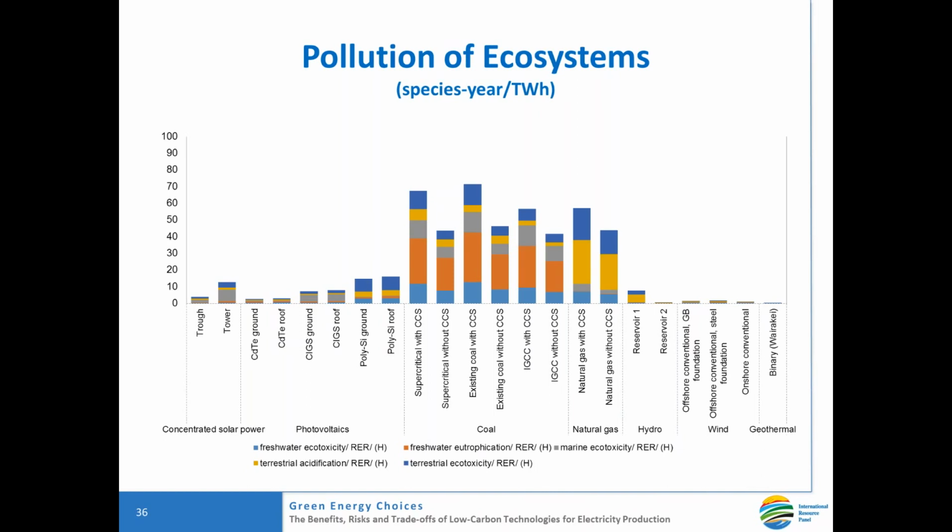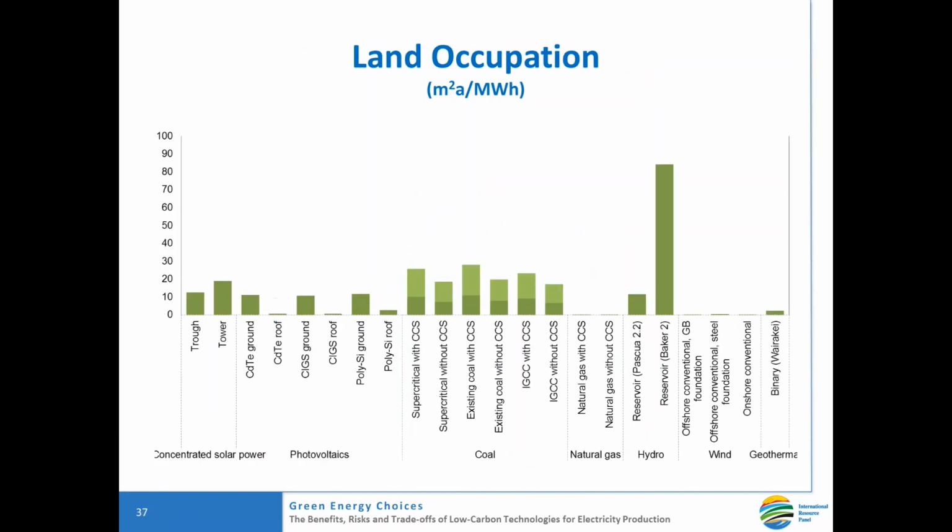Again, there are quite low impacts connected to wind and some of the hydro plants, and there are low impacts connected to a lot of the solar technologies, but there's an increased impact connected to CO2 capture and storage. Now, those results I haven't shown you yet. They relate to the land occupation that is associated with different power plants.